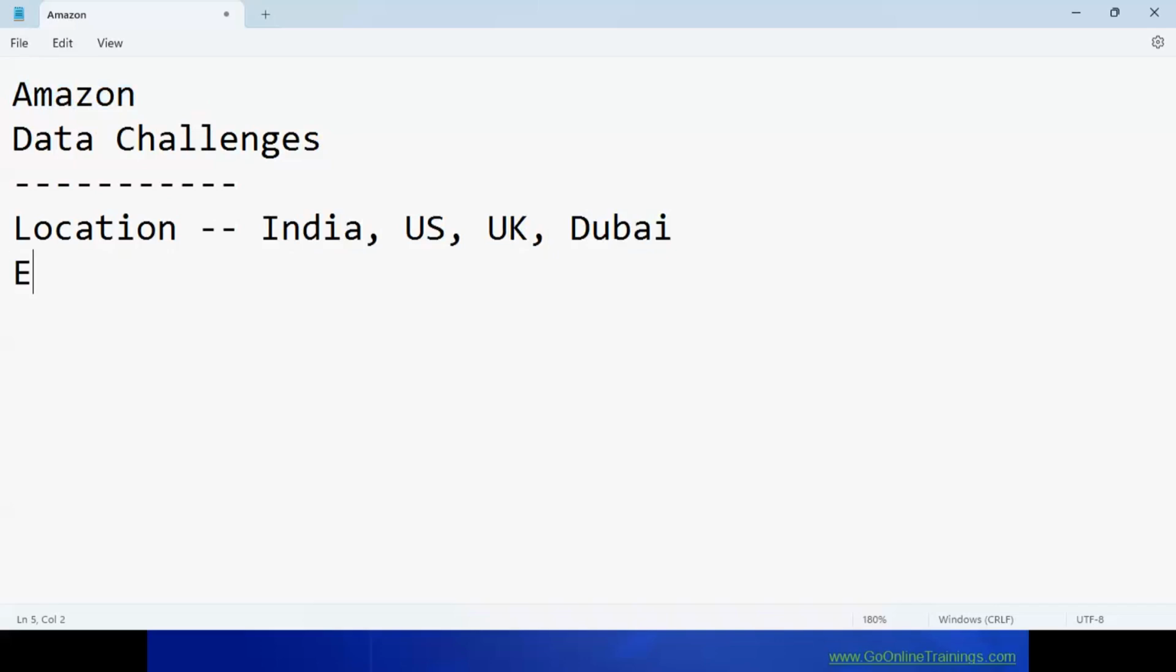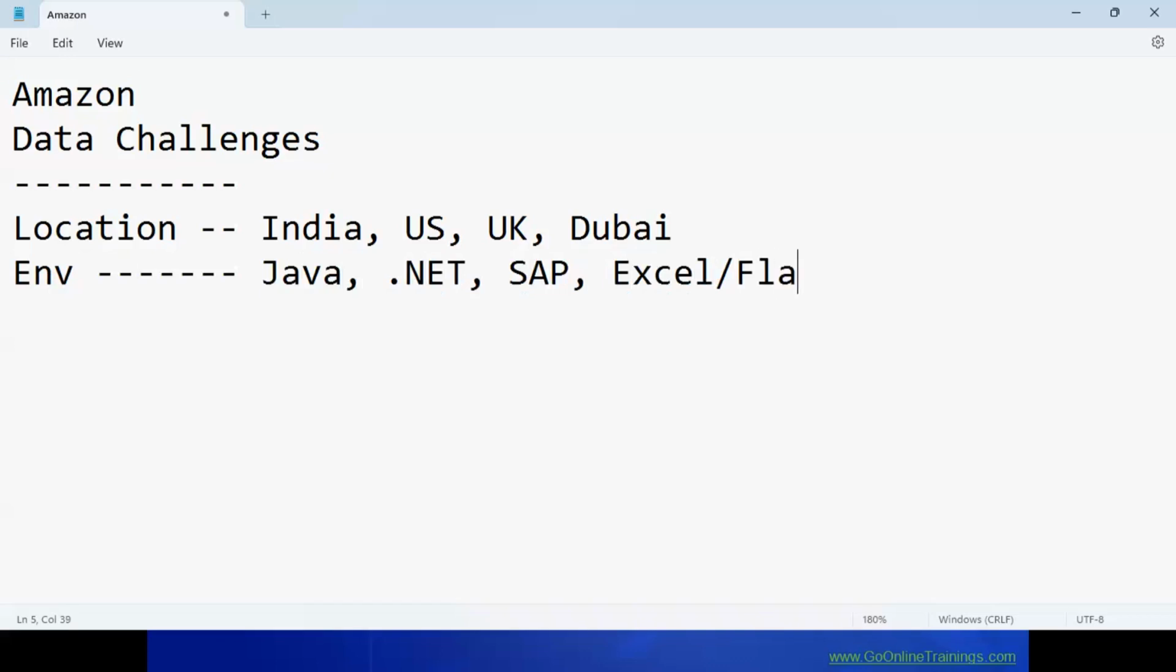And what are the environments in which the data is available? In India, they're using Java. In US, it is .NET. In UK, it may be SAP. In Dubai, they're using Excel and flat file. Flat file means notepads. Clear?